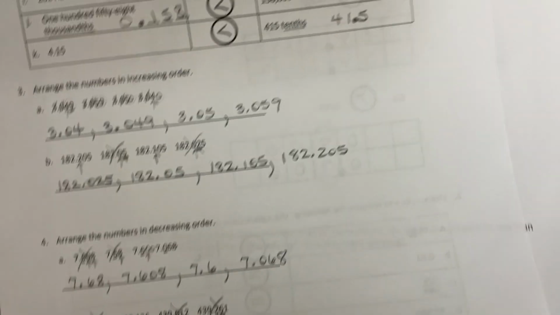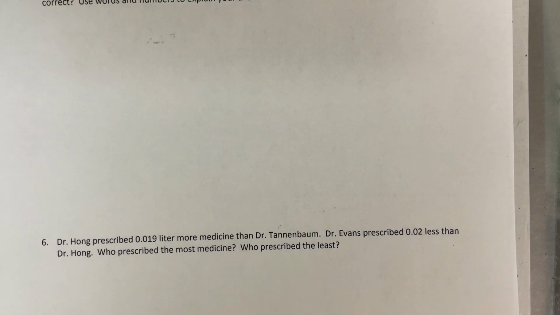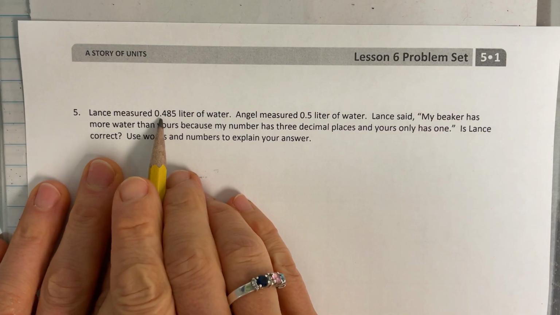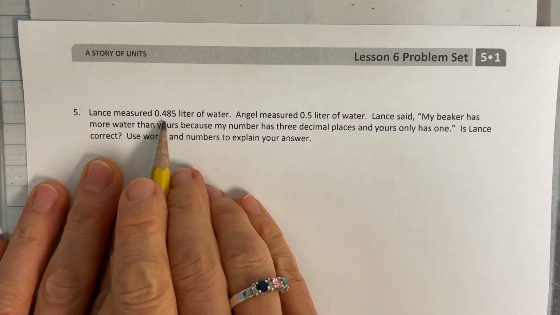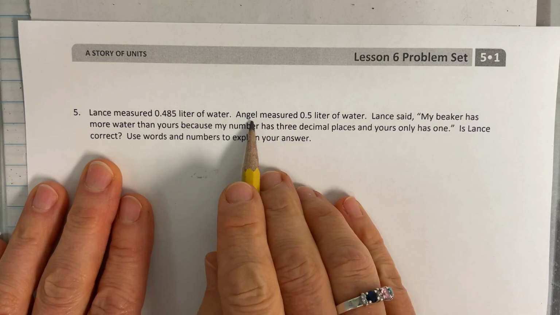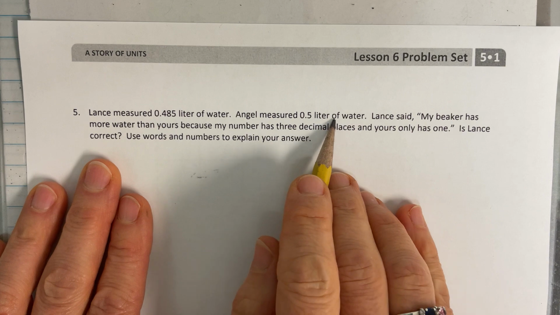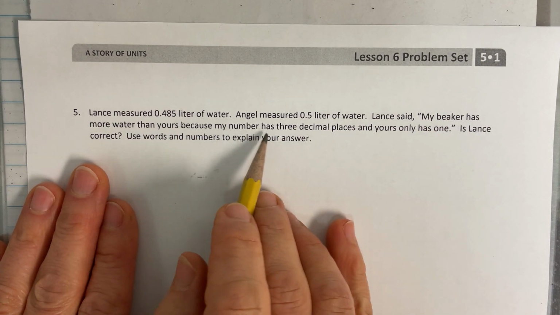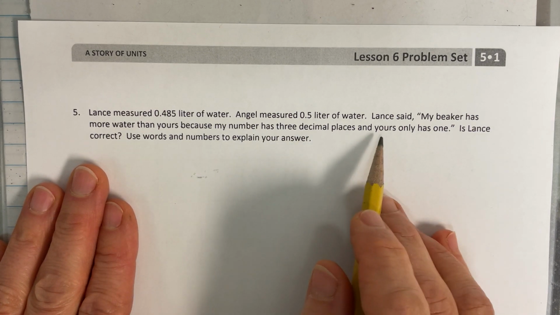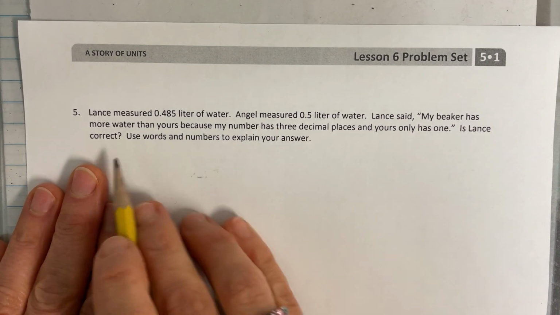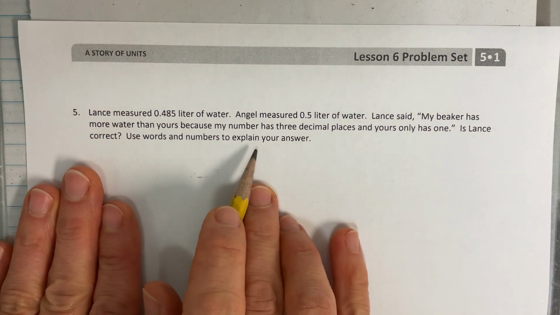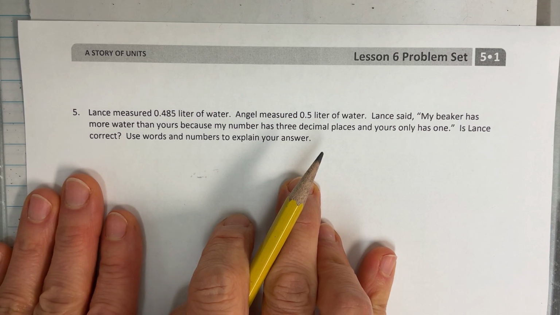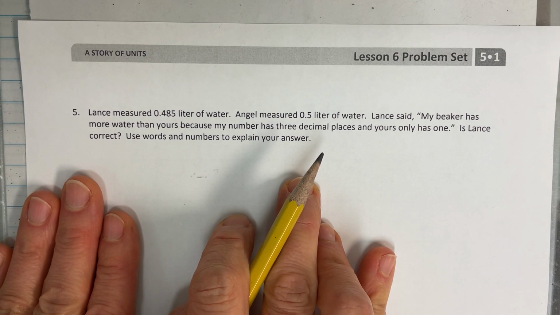All right, I gotta hurry. I'm already at 19 minutes. Okay, last two problems. This one says Lance measured 485 thousandths liters of water. Angel measured 5/10 liters of water. Lance said, my beaker has more water than yours because my number has 3 decimal places and yours only has 1. Is Lance correct? Use words and numbers to explain your answer. If you need to pause and think about it, you can do that before you come back. You decide, is he right?